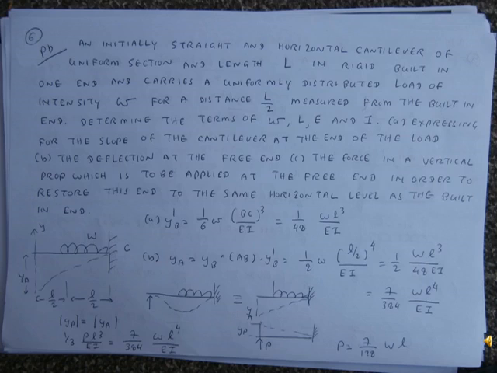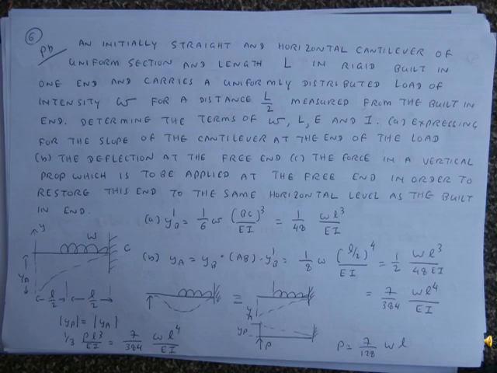So in A we have to find the slope, in B we have to find the deflection, and in C we have to find the force in the particular prop. So in this case, we write down the equation for the slope of the cantilever. The slope is y dash B equal to 1/6 omega (BC) cubed divided by EI. So in this case, 1/48 omega L cubed divided by EI. So this is for the slope.